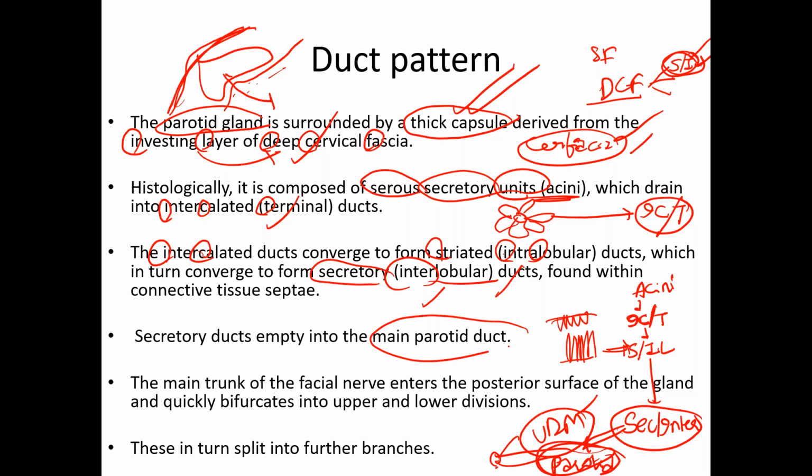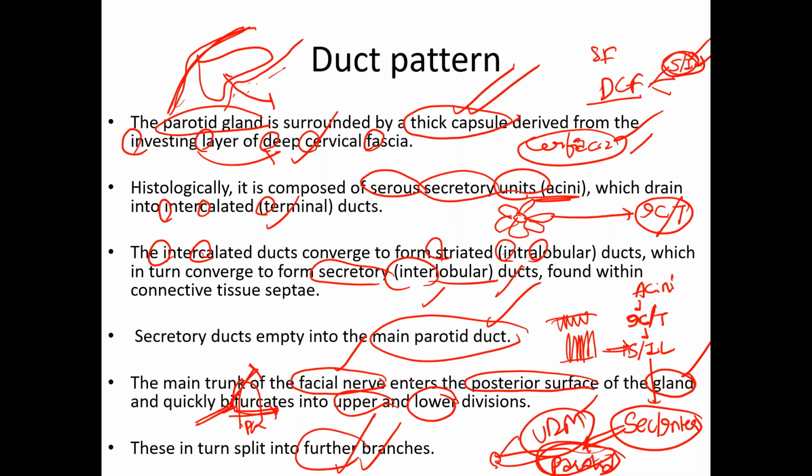They open into the main parotid duct. The main trunk of the facial nerve, very important, enters the posterior surface of the gland. It bifurcates into upper and lower divisions. For example, this is the parotid gland, and the facial nerve enters the posterior surface and bifurcates into upper and lower divisions. In turn, it is split into further branches. So here, what you have to remember is very important.